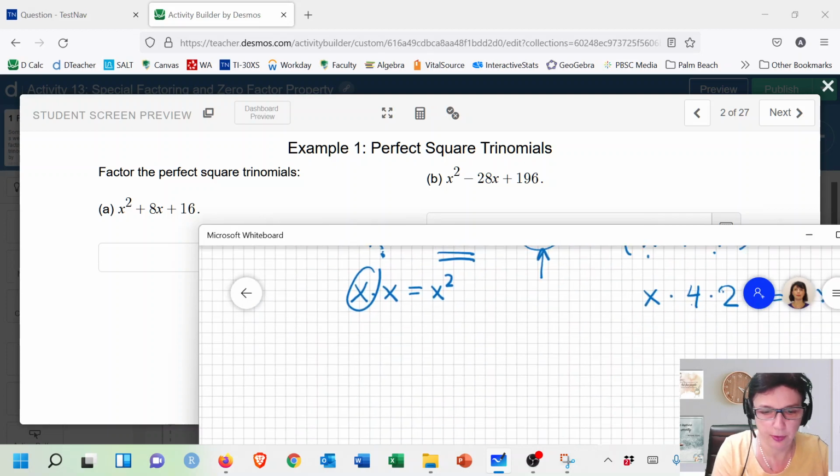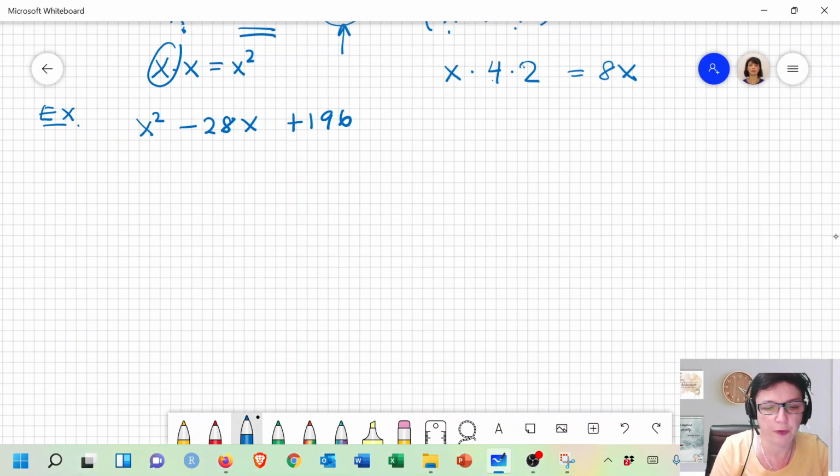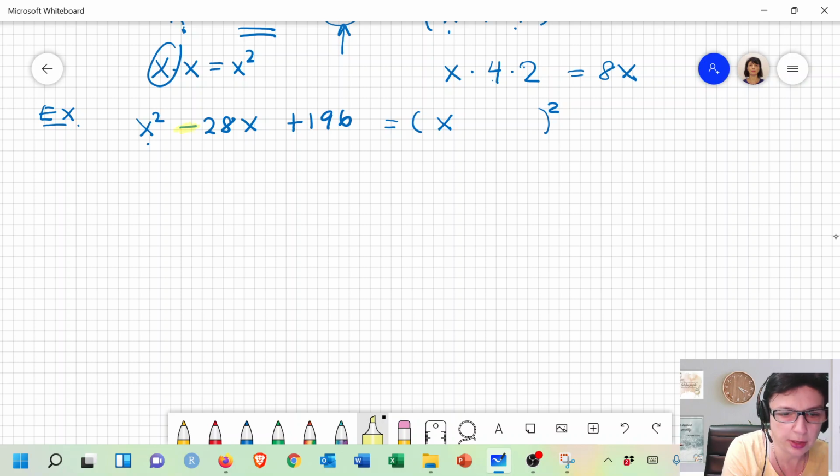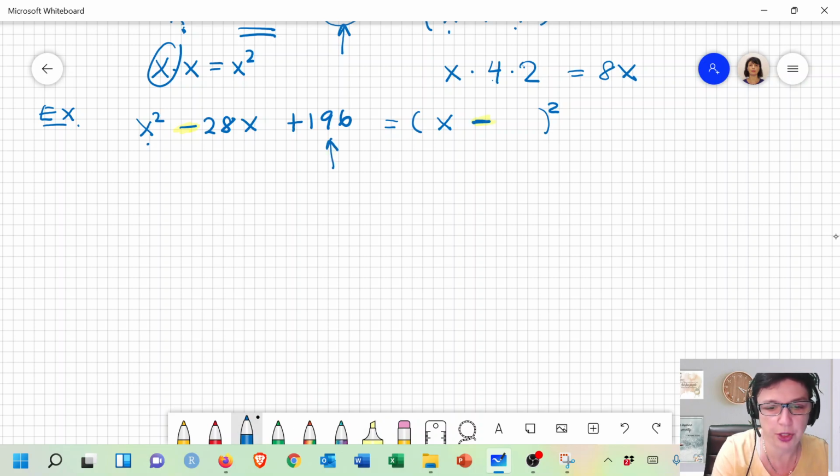Okay, so let's look at another example where it's a negative. Let's do one more. We've got x squared minus 28x plus 196. How do I know this is a perfect square trinomial? They will tell you, factor a perfect square trinomial. So what you're going to do is write down parentheses and square it, because it has to be a perfect square. Now, because it's x squared, well, that would be x. Another thing that you need to worry about is the sign right here, because that's negative. This right here also is going to be negative. And then the last question before you finish factoring is, 196 is the square of what?